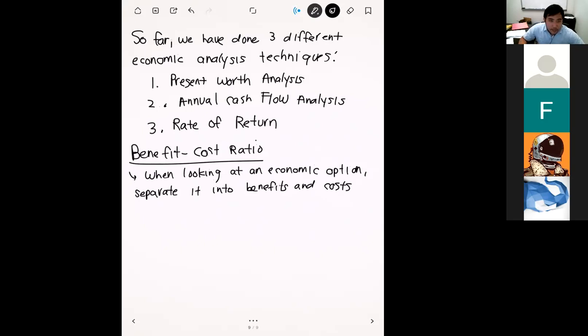The benefit cost ratio is then just the ratio between these 2. But the key to this is that you have to convert all of the benefits and all of the costs into the same form of cash flow.